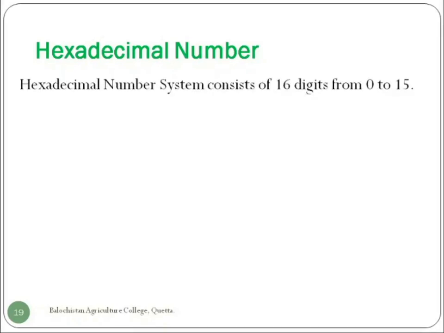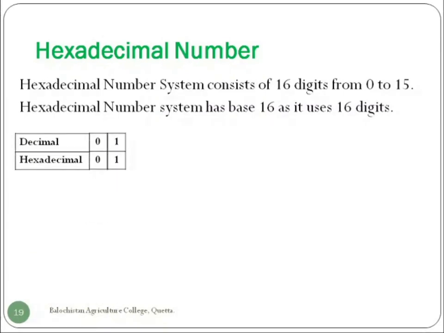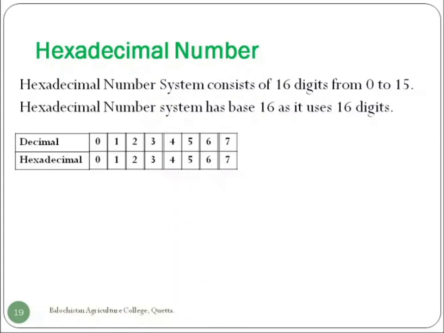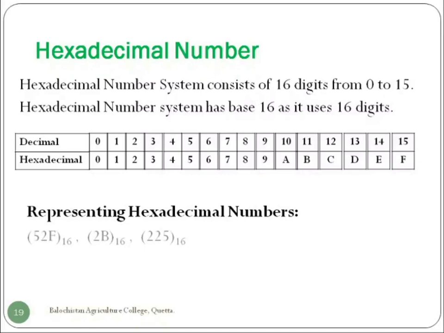Hexadecimal number is also called base 16 because it uses 16 digits from 0 to 15, and these are 0, 1, 2, 3, 4, 5, 6, 7, 8, 9. For 10 we will use A, for 11 B, for 12 C, for 13 D, for 14 E, and for 15 we will use F. Hexadecimal numbers can be represented as a combination of numbers from 0 to 15 enclosed within brackets with base 16. In this way, we can represent a hexadecimal number.